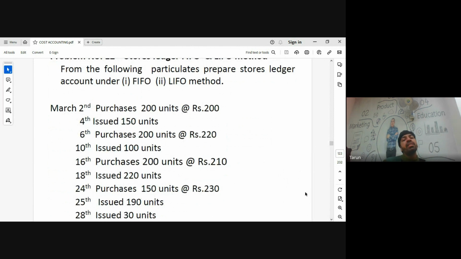Purchase 200 units at the rate of rupees 200 on March 4th. Issued 150 units. March 6th, purchases 200 units at the rate of rupees 220. Then March 10th, issued 100 units. March 16, purchases 200 units at the rate of 210. March 18, issued 220 units. March 24, purchases 150 units at the rate of 230. Then again on March 25, issued 190 units, and again on March 28, issued 30 units.